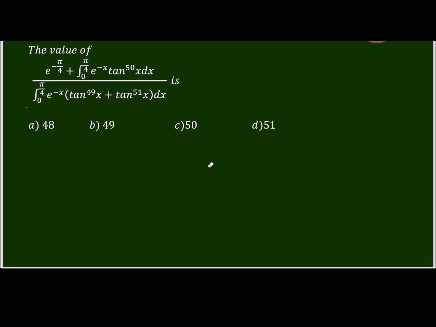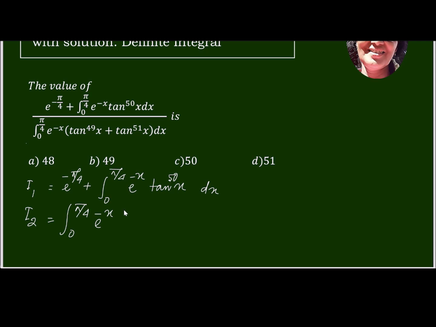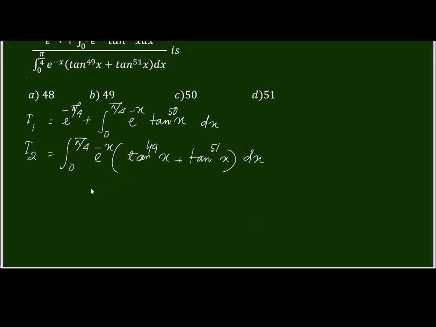The question is very interesting, so let us go for it. Let I1 equal e to the power minus pi by 4 plus the integral from 0 to pi by 4 of e to the power minus x tan to the power 50x dx, and I2 equal the integral from 0 to pi by 4 of e to the power minus x whole into tan to the power 49x plus tan to the power 51x with respect to x. We have to find I1 over I2.